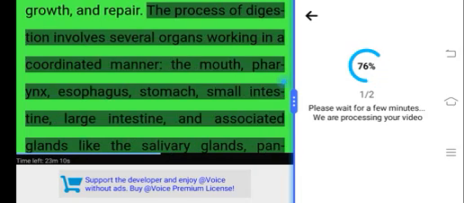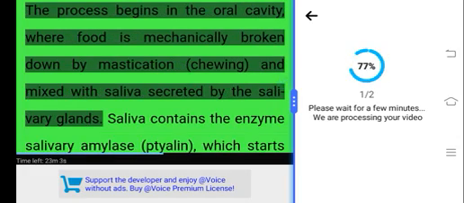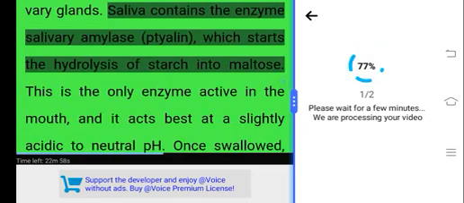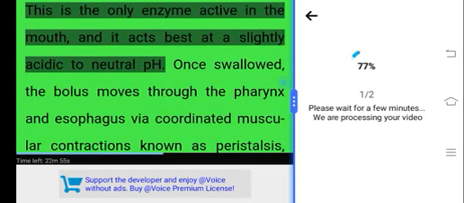The process of digestion involves several organs working in a coordinated manner: the mouth, pharynx, esophagus, stomach, small intestine, large intestine, and associated glands like the salivary glands, pancreas, and liver. The process begins in the oral cavity, where food is mechanically broken down by mastication, chewing, and mixed with saliva secreted by the salivary glands. Saliva contains the enzyme salivary amylase (ptyalin), which starts the hydrolysis of starch into maltose. This is the only enzyme active in the mouth, and it acts best at a slightly acidic to neutral pH.